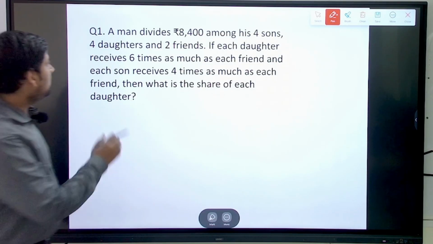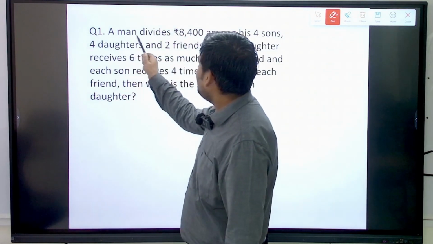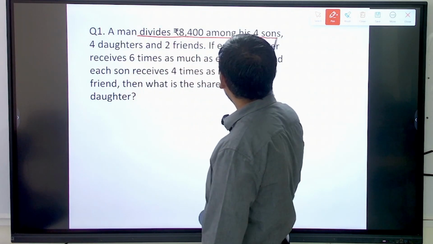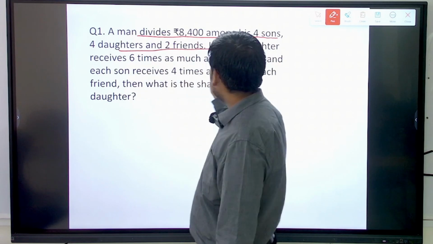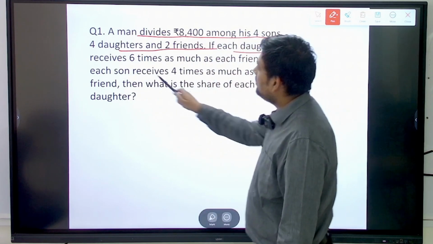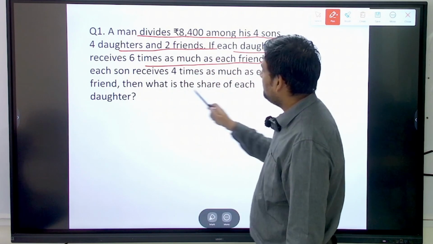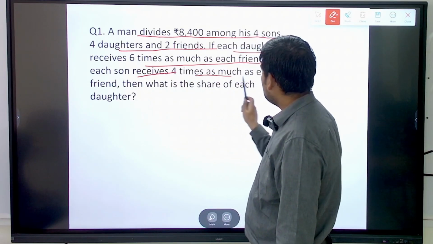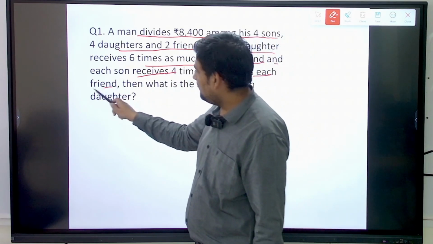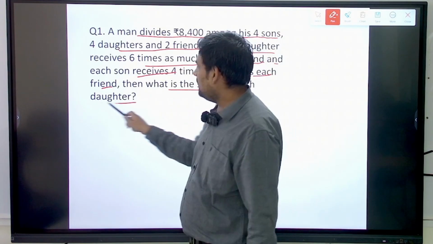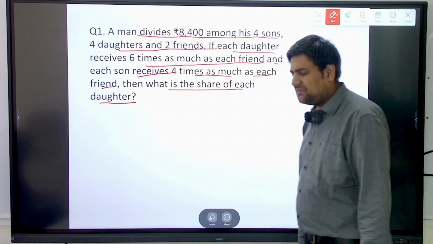The question says, a man divides 8,400 among his 4 sons, 4 daughters and 2 friends. If each daughter receives 6 times as much as each friend and each son receives 4 times as much as each friend, then what is the share of each daughter? Okay, simple question.